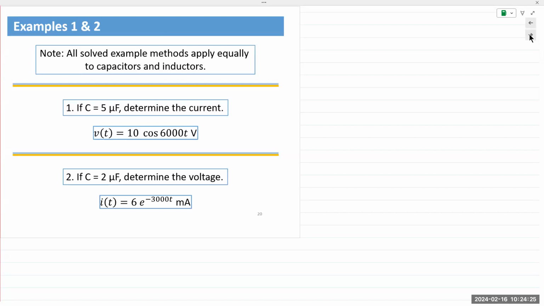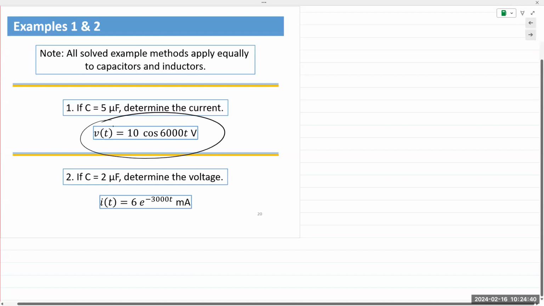In 1 and 2, I will post either a video, or I will write it down in a slide and include it in the class notebook as a handout. It's rather straightforward, not that difficult. We have V of t is given by 10 cos 6,000 t. And then here we have given I of t, the exponential function e raised to minus 3,000 t. All we are doing at this point is a mathematical calculation.